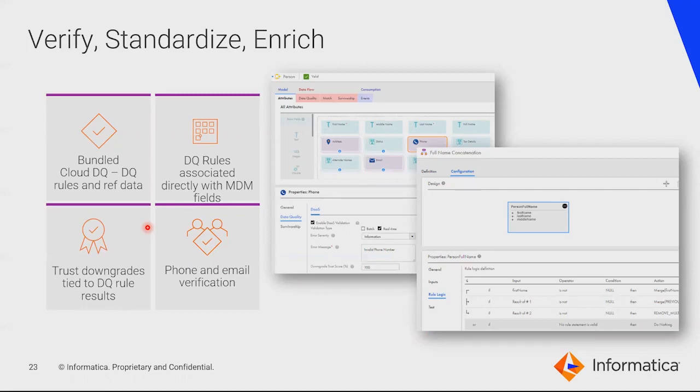Survivorship scores can be downgraded, right? And if a field or a group of fields on a source record fails a data quality validation rule, the trust score can be downgraded by a configured percentage to allow more high quality data to survive in the golden record. Then we have the integrated data as a service.